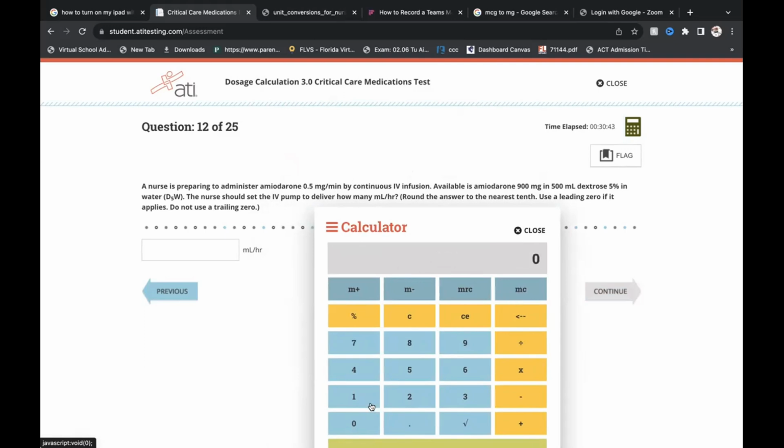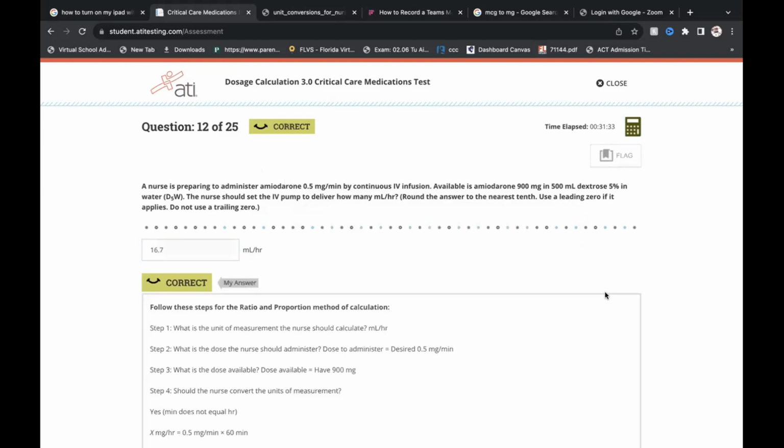Oh, hold on. 0.5 divided by 900 times by 60. Oh, excuse me. 0.033. Okay. Now, if we times that number by 500, because each 900 milligram is in 500 milliliters, times by 500, that gives us 16.6 or 16.7. I know the rounding may be off because I didn't really round this time, but it should be around here, 16.6, 16.7, 16.8. Yeah, let's see if I'm correct. I'm correct.